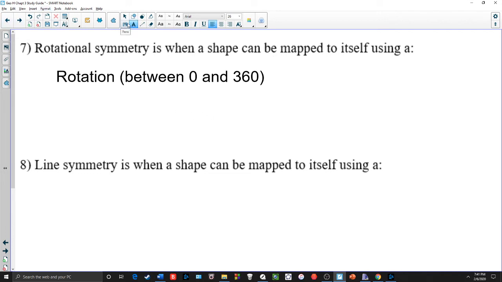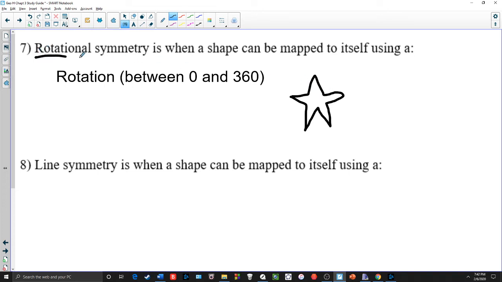So for example, a star like this, again, imagine if this was drawn perfectly, okay? A star like this would have rotational symmetry. If I spin it, this point would go there, this point would go there, this point would go there, this point would go there, this point would go there, and it'd still look like a star. So I can turn it between 0 and 360 degrees and have it match onto itself, to have it overlap itself, essentially. So rotational symmetry requires a rotation between 0 and 360.